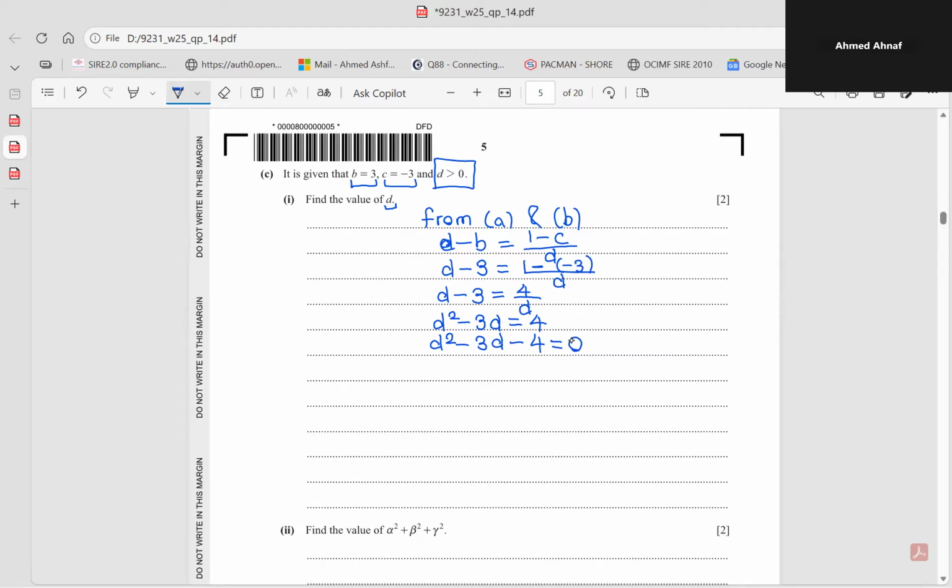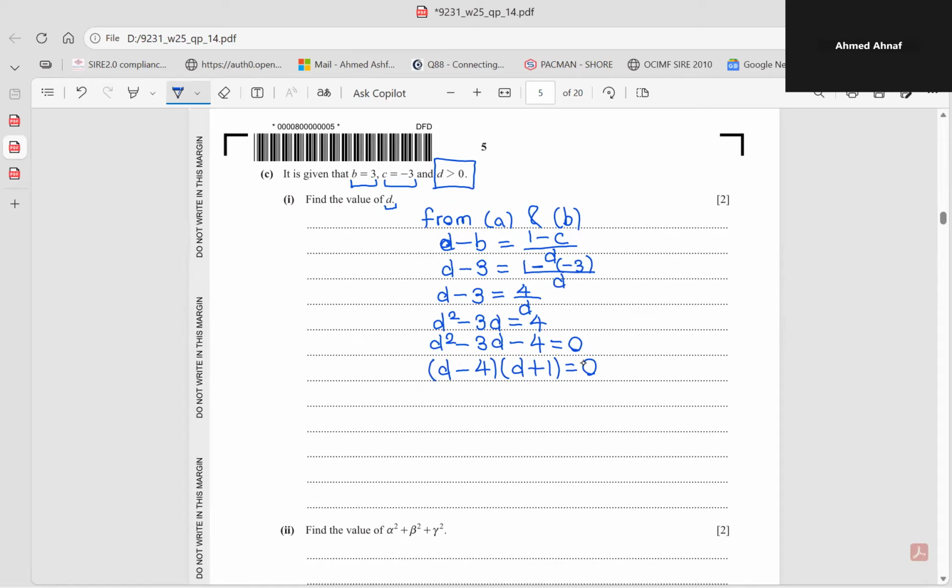So we have a quadratic equation, so we're going to get 2 values for D. Whichever is negative, we have to reject because it clearly says that D is more than 0. I'm just going to use my quadratic solver on my calculator. But you have to give some working. Either you can substitute into the quadratic formula directly, or you can factor it using your quadratic solver. So D minus 4 times D plus 1 equals 0.